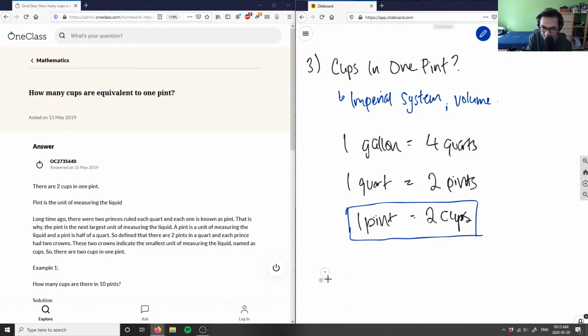So therefore, you can say that there are 2 cups in 1 pint. And this solution is the correct solution. So there are 2 cups in 1 pint, which is correct.